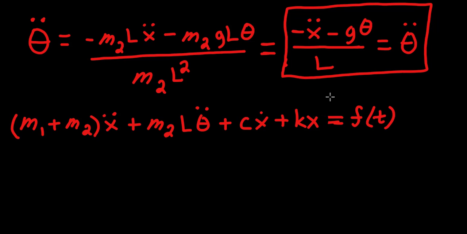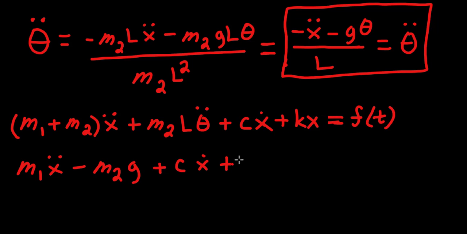We're going to substitute theta double dot into this guy. And if we do that and we simplify the equation, we're going to get m1 times x double dot minus m2 g theta plus c x dot plus kx equals f of t.